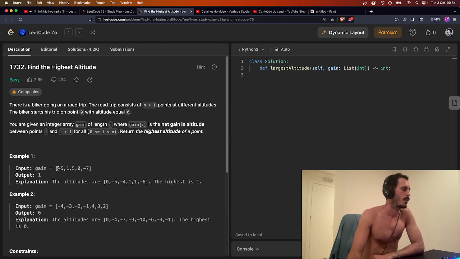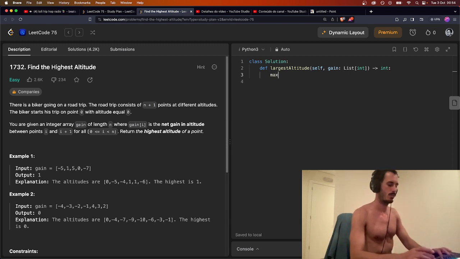So we start at 0. So this is how many? 1, 2, 3, 4, 5. And the altitude 1, 2, 3, 4, 5, 6. Okay, so there are 6 points. And we just have the transition from the first to the second, second to the third, third to the fourth, fourth to the fifth, fifth to the sixth. So that being said, we just need to keep track of what is the maximum point.